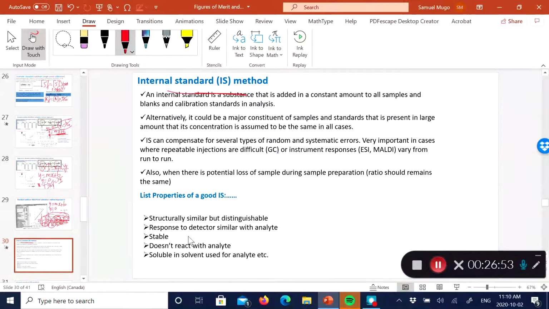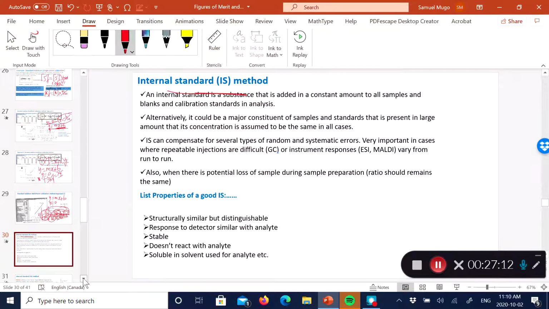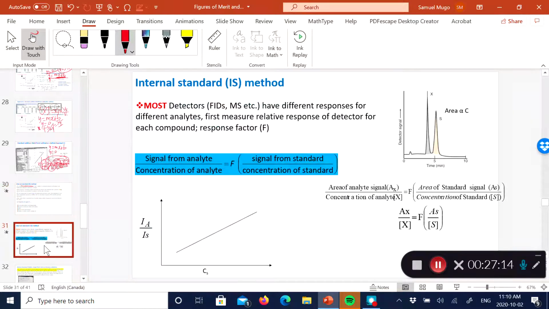The internal standard, of course, should be stable, and it should be soluble in the same solvent that you're analyzing the analyte in. And lastly, the internal standard should not react with your analyte. Okay. So practically, the way you would do this is you would take your standards and spike them with an internal standard.